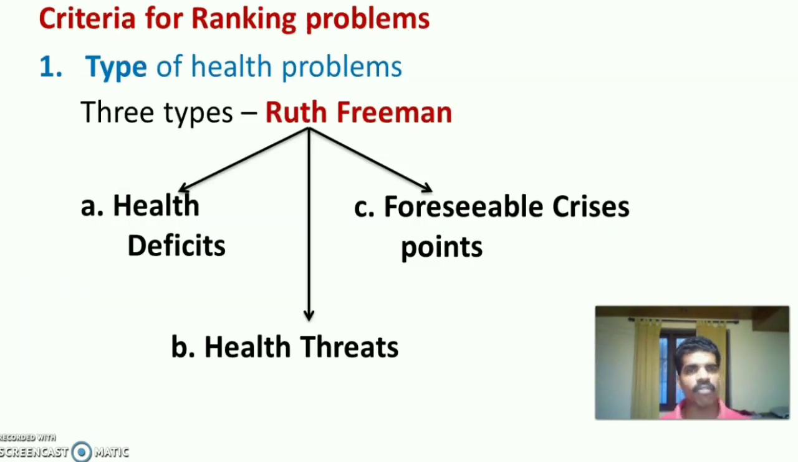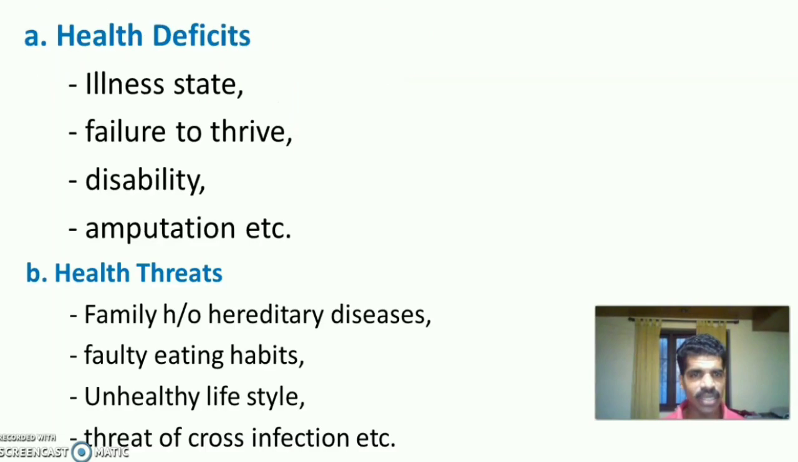So the first criteria for ranking problems is types of health problems. According to Ruth Freeman, there are 3 types of problems: health deficits, health threats, and foreseeable crisis points. Let us discuss what is health deficits, what is health threats, and what is foreseeable crisis points.